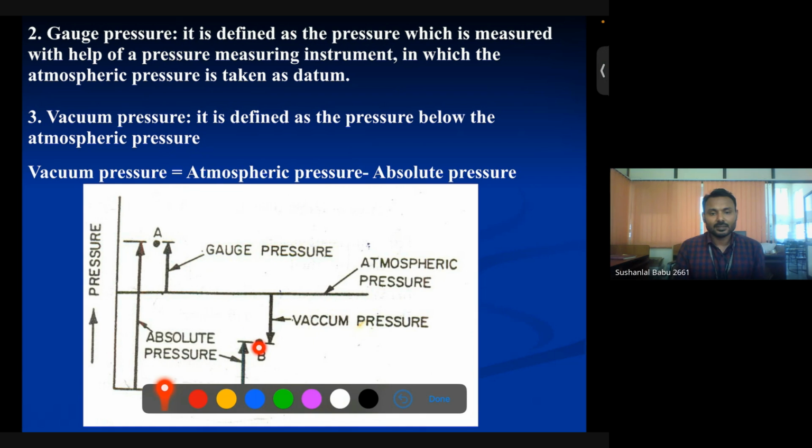Okay, this particular session explains the difference between the applications of Pascal's law and the applications of the hydrostatic law, and how we can differentiate gauge pressure, atmospheric pressure, vacuum pressure, and absolute pressure from each other.